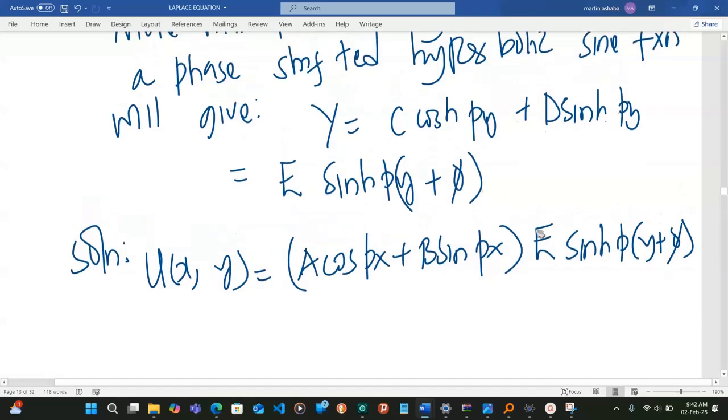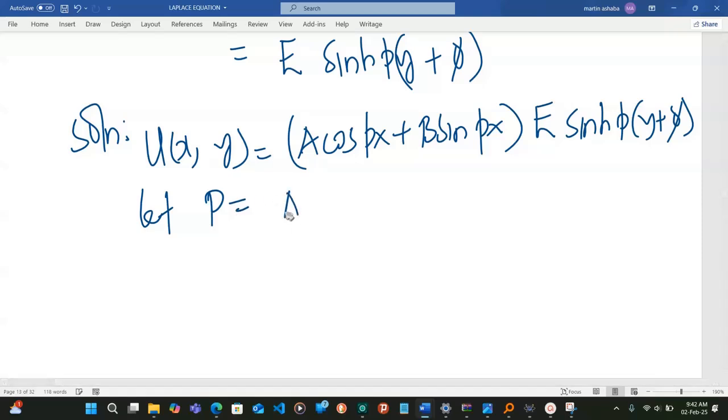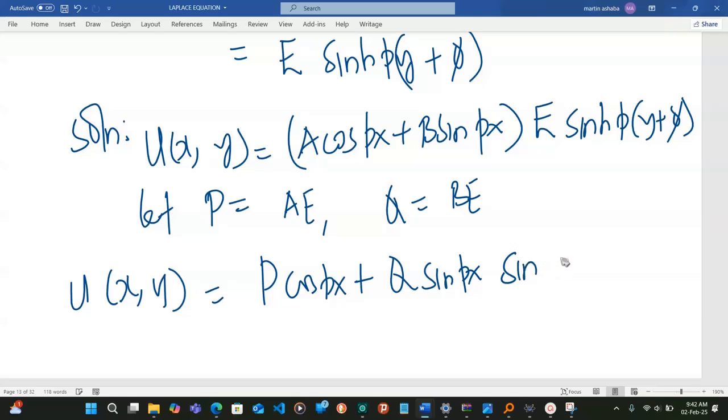So now I'm going to combine the three constants by saying let capital P equal to AE and Q equal to BE, meaning that the general solution will still equal, I'll have P cos px plus Q sin px, then I'll have a hyperbolic function of sine, okay, of py plus phi.